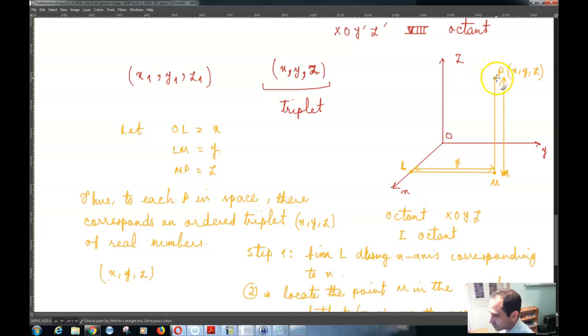And also it's not possible that you can have a point in space and assign that point to 2 triplets of real numbers. That triplet of real numbers will also always be unique. So that is basically one thing. Now there is an alternative way of doing the same thing, which we will talk about as well.